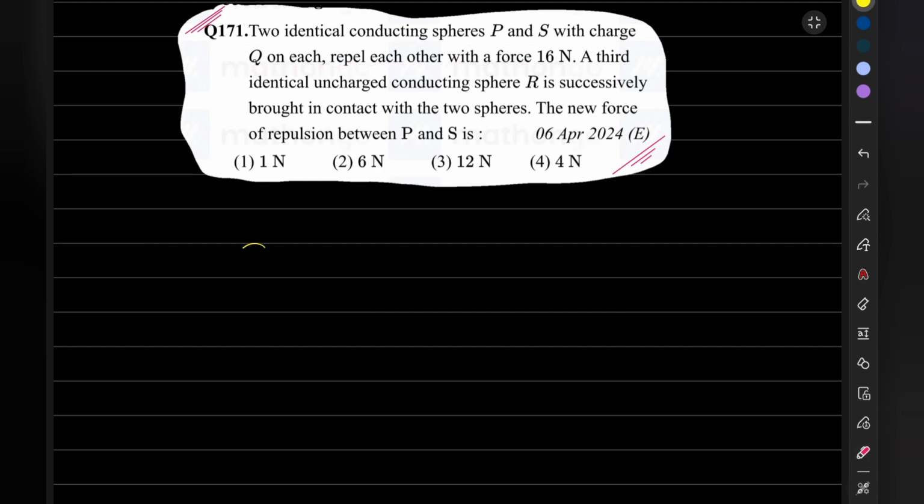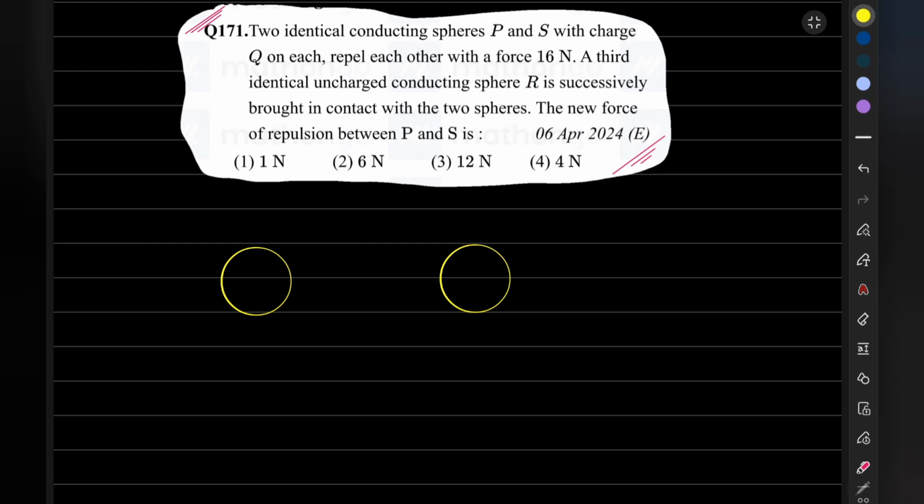So let's draw the diagram based on the question. We have here basically two spheres. The name of one sphere is P and the name of the other sphere is S. Now the charge on each sphere is Q, so the charge on this one is Q and this one is also Q. Let's assume the distance between them is D.